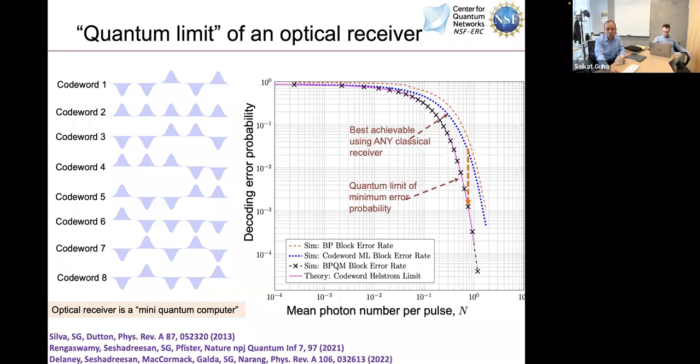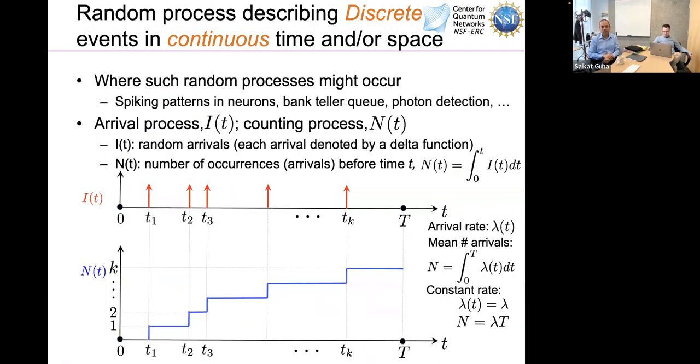Okay, so with that preview of the kinds of things you're going to be able to do, I'm going to jump back to some basics, and we will get started with some mathematical understanding of detection of laser light. Here we are all familiar with random variables. We are going to talk about a random process instead of a random variable. A random process of a very specific kind, where discrete events happen in continuous time or space.